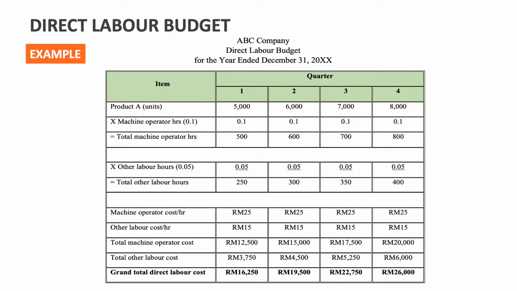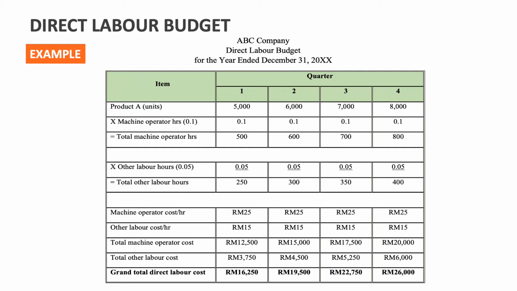Direct labor budget. We have, for example, information that ABC company is producing product A, and in the first quarter you're going to produce 5,000, in the second quarter 6,000, and the machine operator hours will be 0.1 hour. So if you're going to produce 5,000 in quarter 1, the total machine operator hours will be 500. You just take 5,000 multiplied by 0.1.